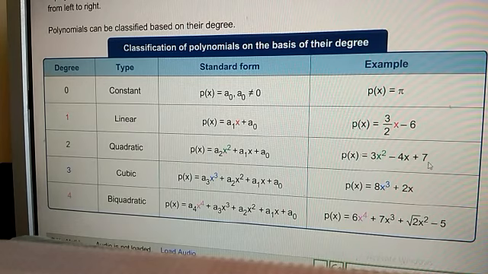Come to the third one, 3x square minus 4x plus 7. Here the variable used in the polynomial is only x, and the highest power of x is 2. So the degree of the polynomial is 2. If the degree of the polynomial is 2, then the polynomial is called a quadratic polynomial. It is of the form ax square plus bx plus c. There will be 3 terms here, having degree 2.